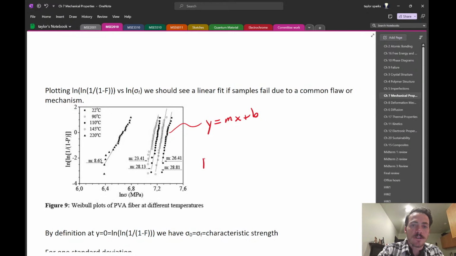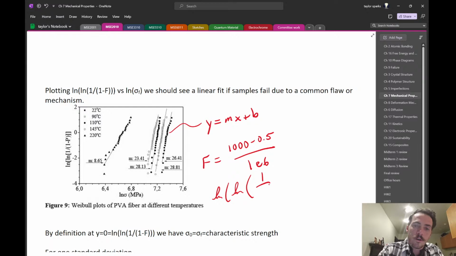So to answer that question, your failure probability F is going to be (1,000 minus 1/2) divided by 1 million samples. So basically that minus 1/2 didn't do a lot for us. It's going to be really, really small. But that will give us our value of F. Once you have your value of F, you can plug that into natural log of 1 over 1 minus F and get some sort of value here, right? That will equal some sort of number.